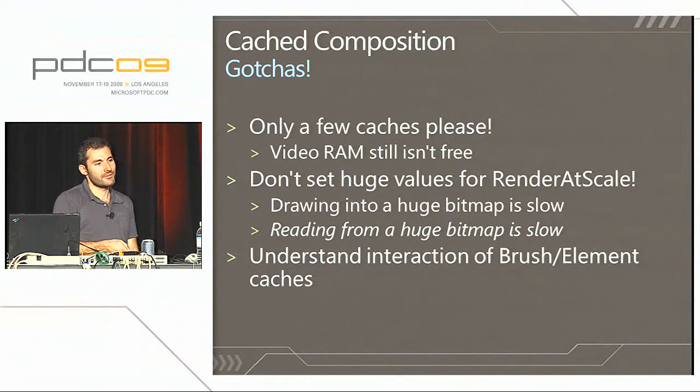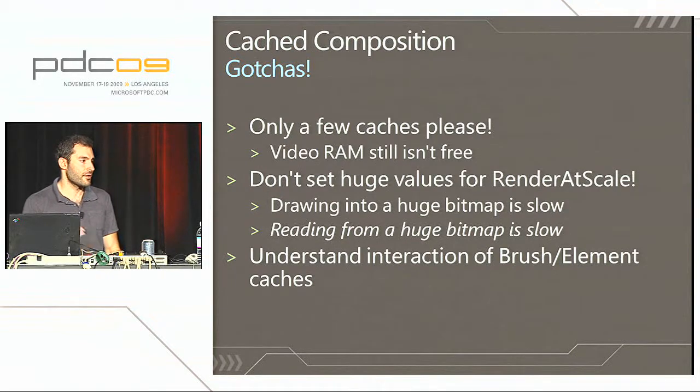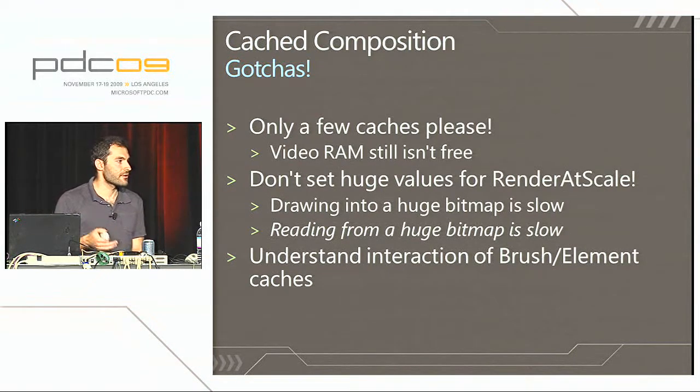Something else to keep in mind is that you should not set gigantic values for your render at scale property on the cache. The reason for this is that if you render into a gigantic texture, you'll actually blow out the fill rate on the video card. Because video cards have a finite amount of fill rate, rendering into a render target texture is typically slower than just drawing a straight texture into the video card, because render target textures are typically not swizzled, so you have worse video memory cache coherency.